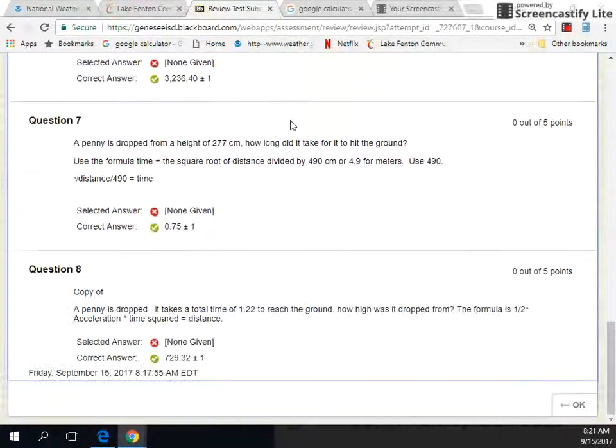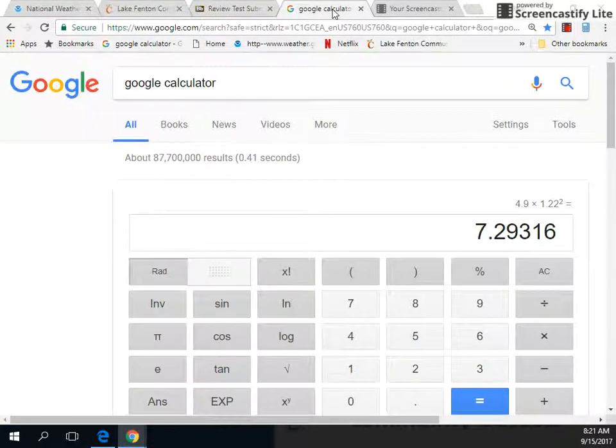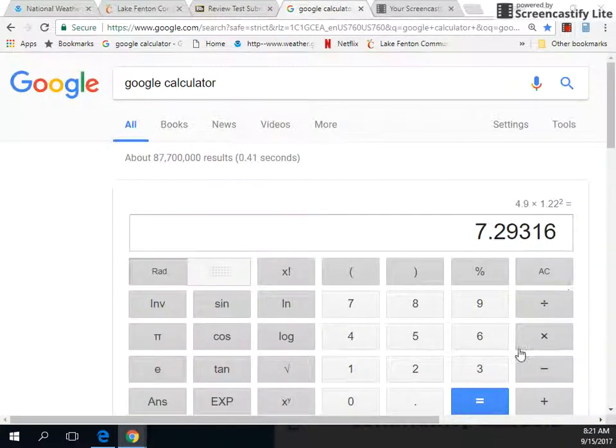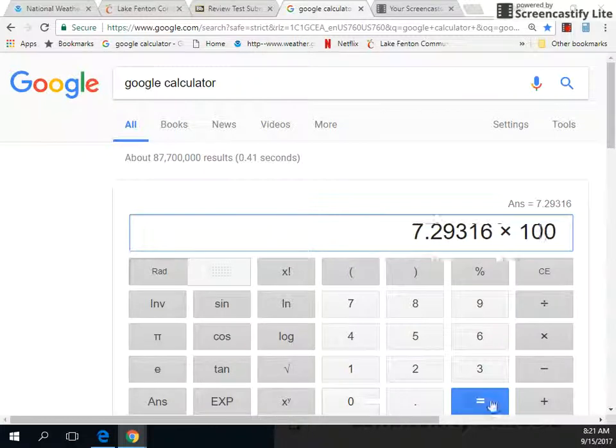Wait, where was that one? 729. Oh, you know what? That's 490. On this one, it would have to be 490. So if you get this one wrong, you just forgot to times by 100.